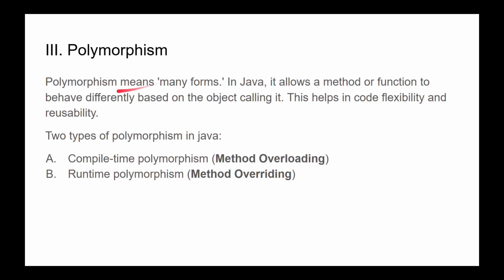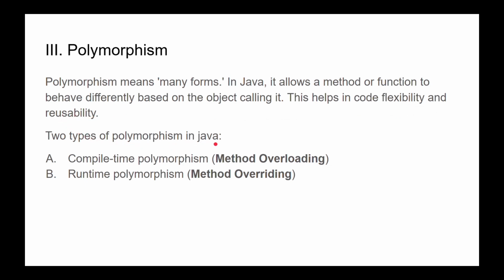And next is polymorphism. Polymorphism is using the same method with multiple forms. Polymorphism means many forms. In Java, a method or function can behave differently based on the object calling it, and this provides code flexibility and reusability.